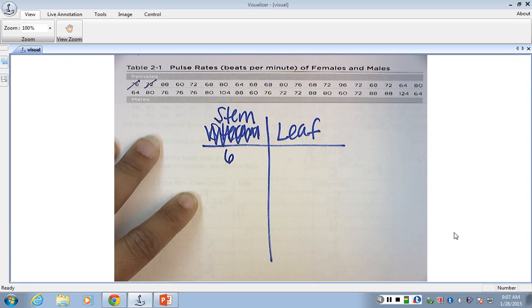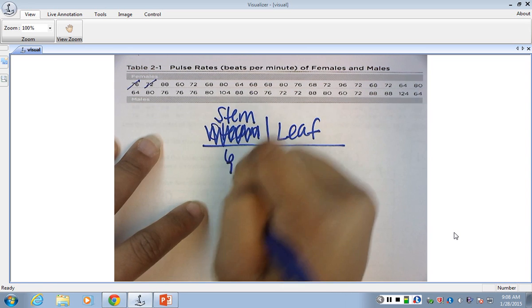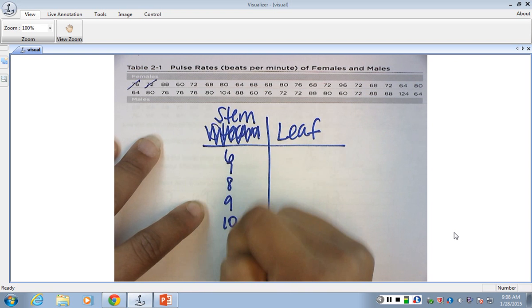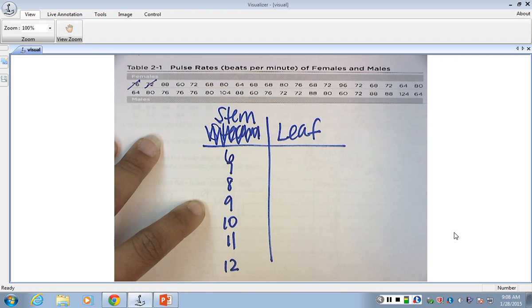Now, what was the maximum number? 124. Now, in this case, it's a 3-digit number. Pick the first 2. So that starts with 12, right? So that's how you actually know what your stem column looks like. You'll start at 6 and you'll end at 12. So just go ahead and fill all the numbers in. So I've got 6, 7, 8, 9, 10, 11, 12. That's the stem column, okay?